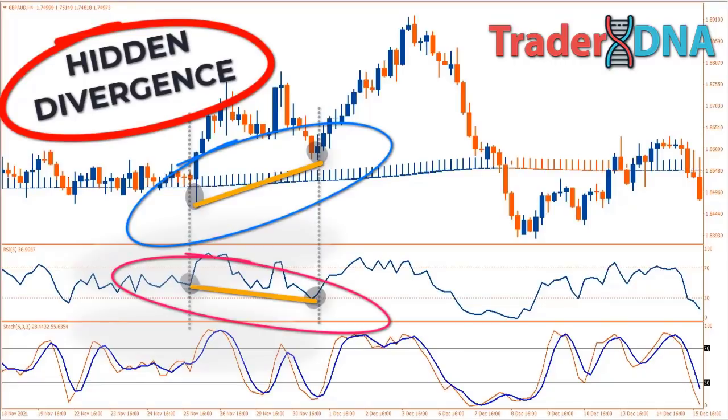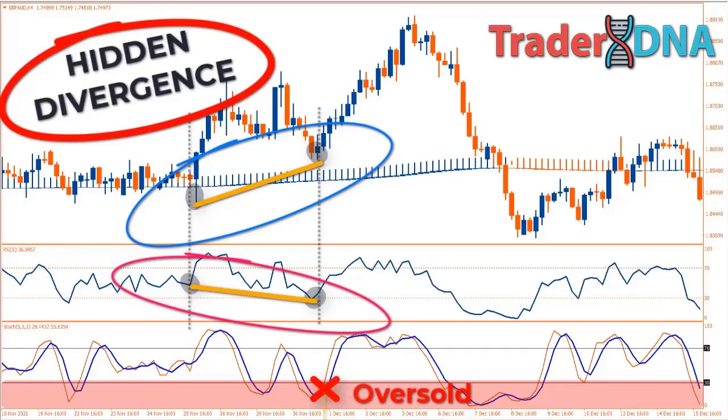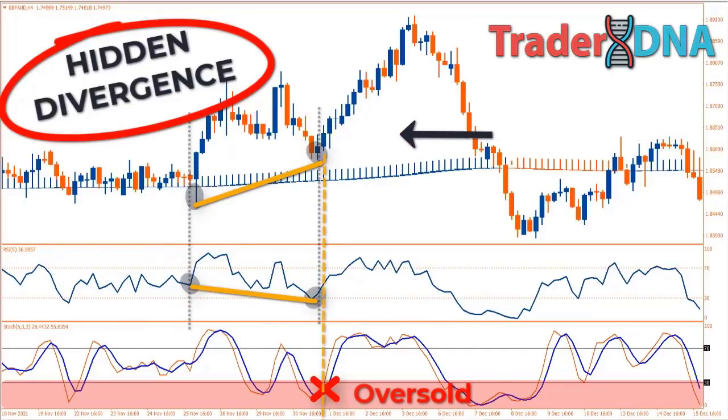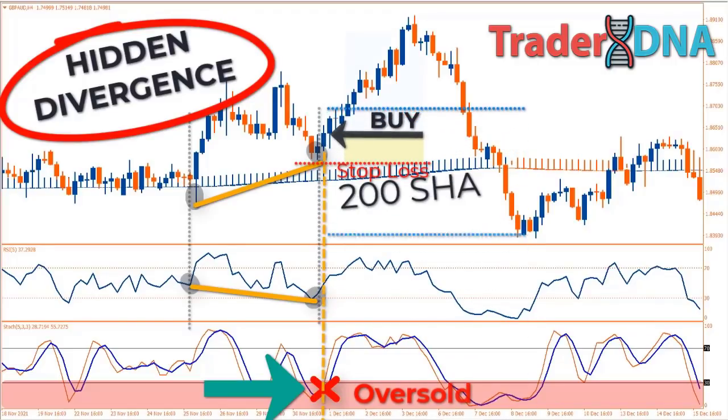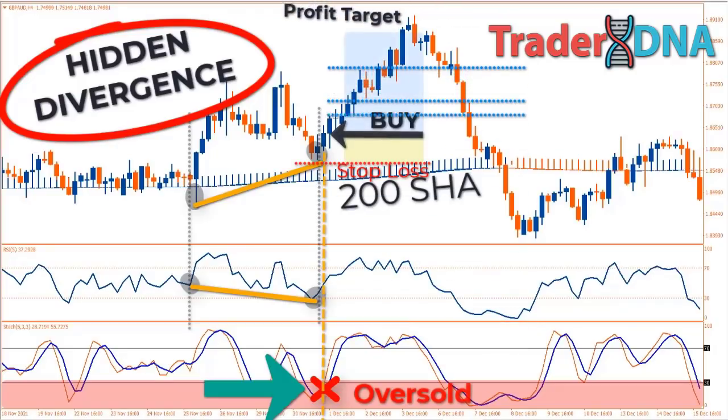Once you've spotted this hidden bullish divergence, then you know that you're looking for the next cross up on the stochastic oscillator to take a long entry. 200 smoothed Heiken Ashi is also agreeing here, which you need to make sure of: price is above the 200 smoothed Heiken Ashi, and we have a cross up on the stochastic oscillator right here. So this candle is the buy entry candle, and you're going to take your buy on this candle. Stop loss goes just below that nearest swing low, and you're going to target 2 or 3 times the risk for the profit target. This should be simple enough.